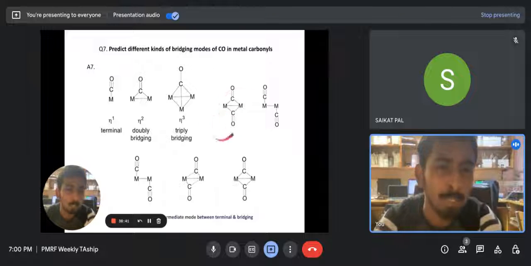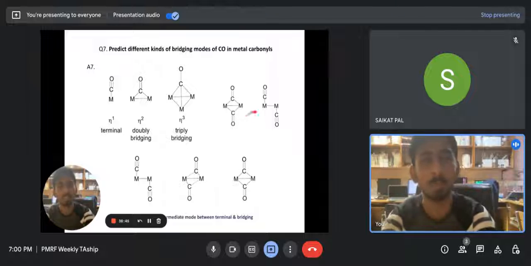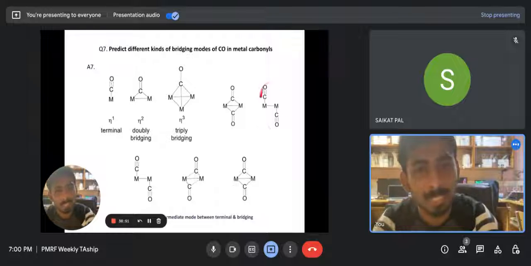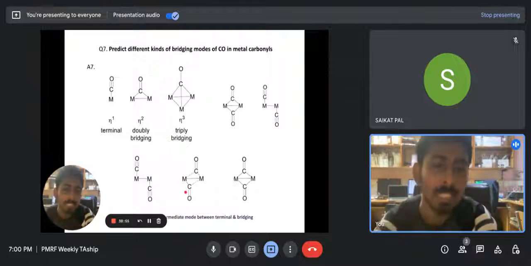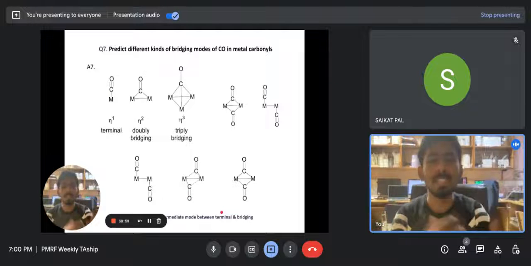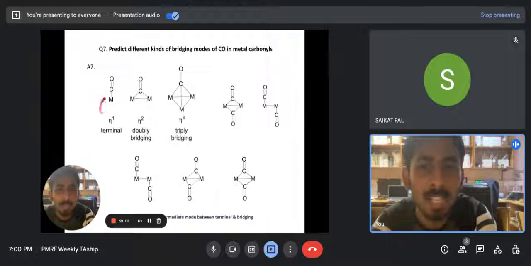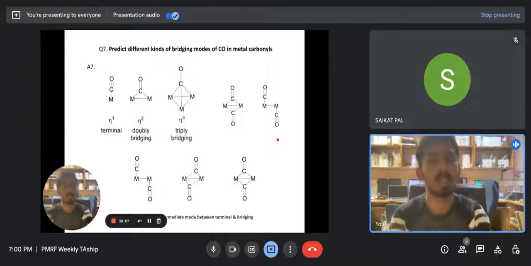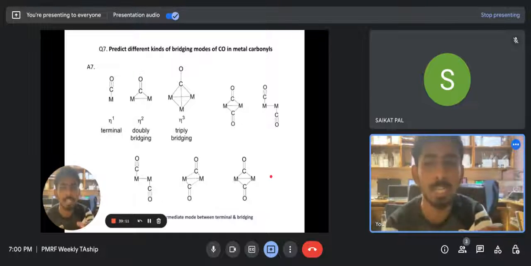There are actually several kinds of CO bindings, where two eta 2 bridging can simultaneously be present in the moiety, and two eta 1 terminal bindings can simultaneously be present in the M-CO binding. Here you can also see that there can be some intermediate modes of binding between terminal and bridging. You see this is a terminal binding, and these are the bridging bindings. But there can be cases where an intermediate mode of binding is present, which is neither purely terminal nor bridging.